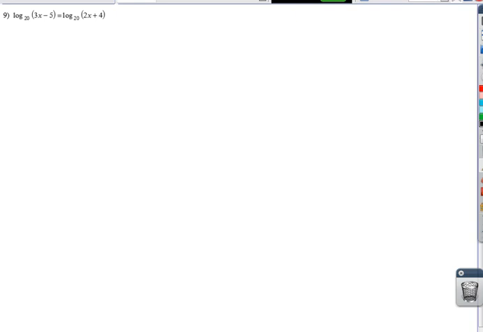Hello there, children. Today we are going to work with solving logs, or logarithms if you want to be fancy. Now, this problem here, we have a log equaling log. Luckily for us, that is the one-to-one property of logs, which states the following.